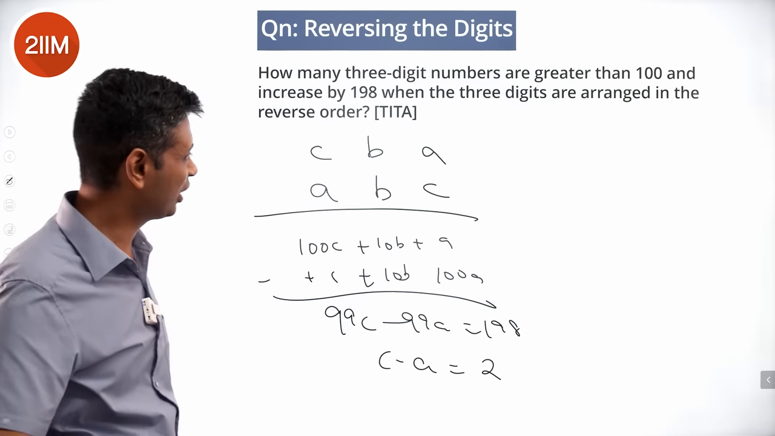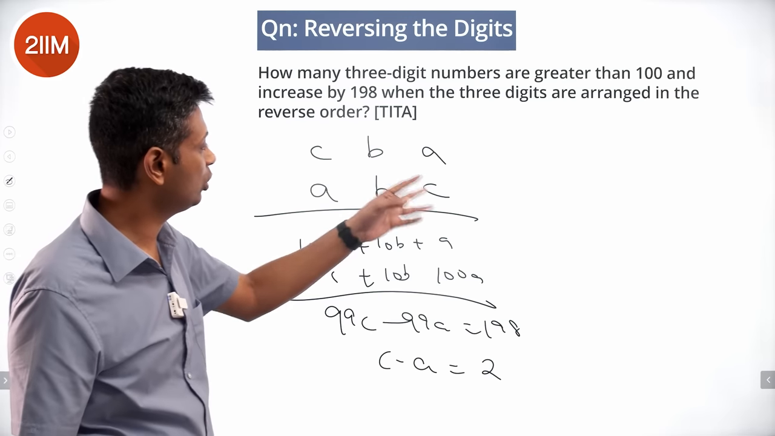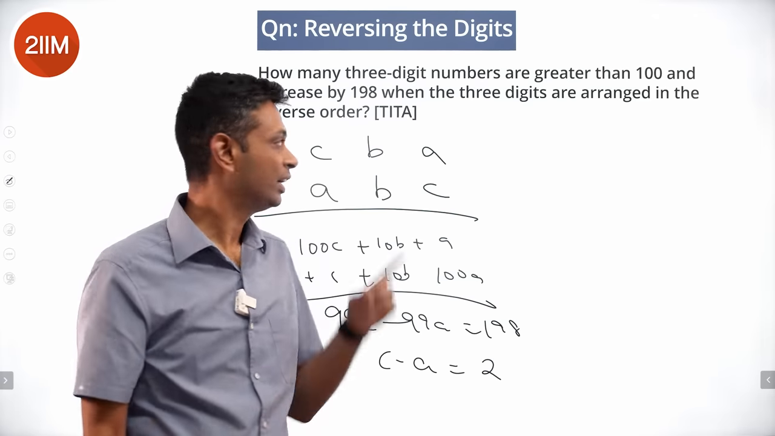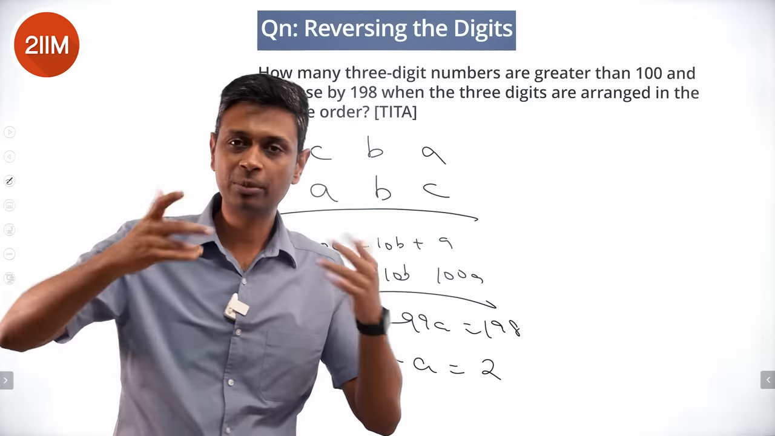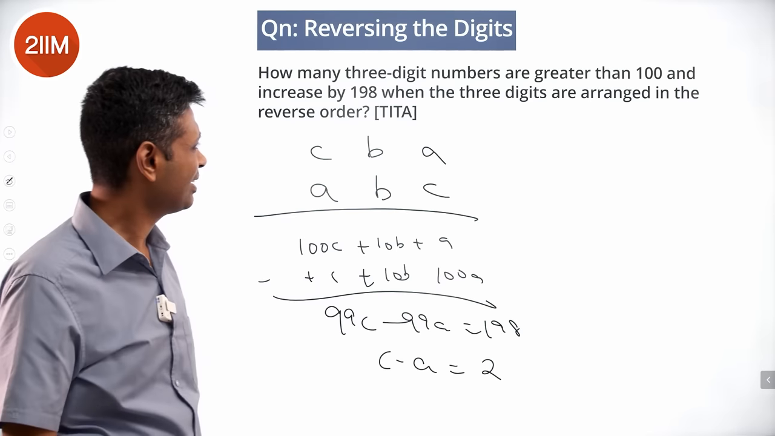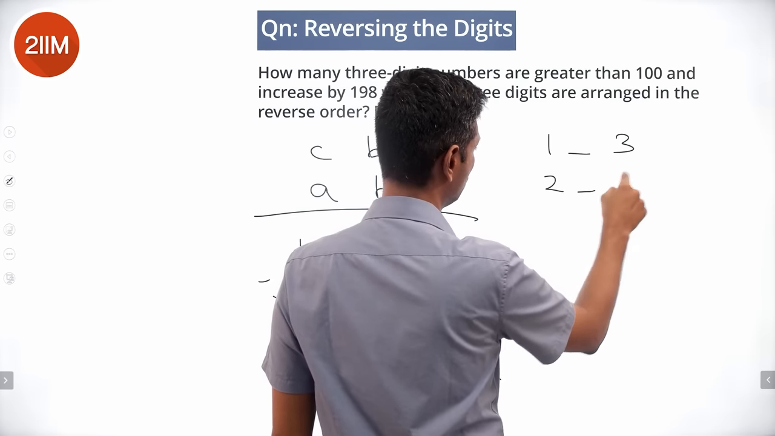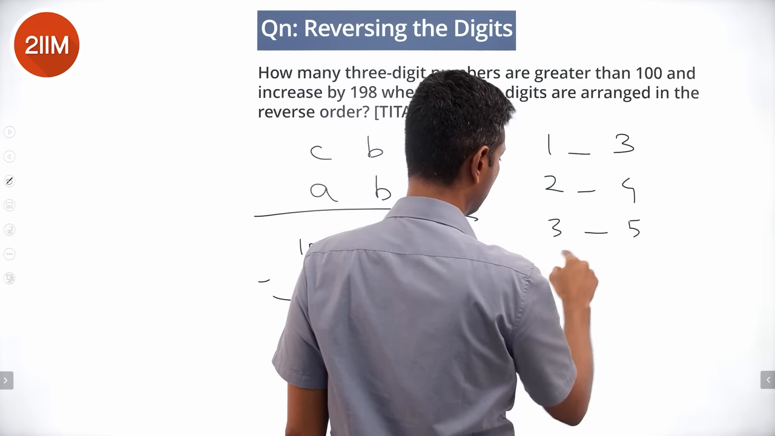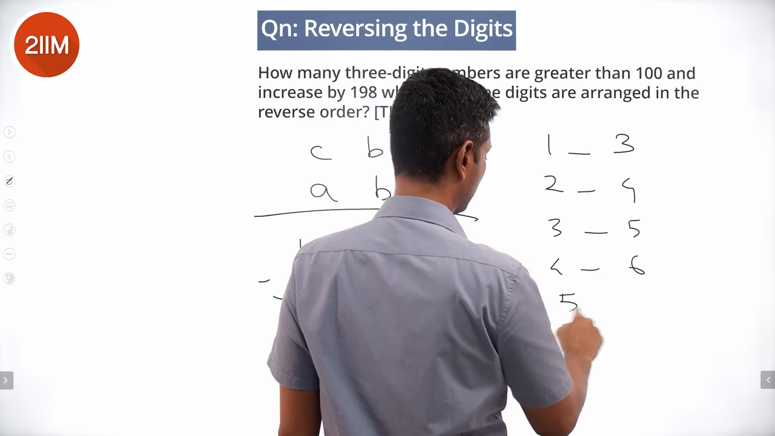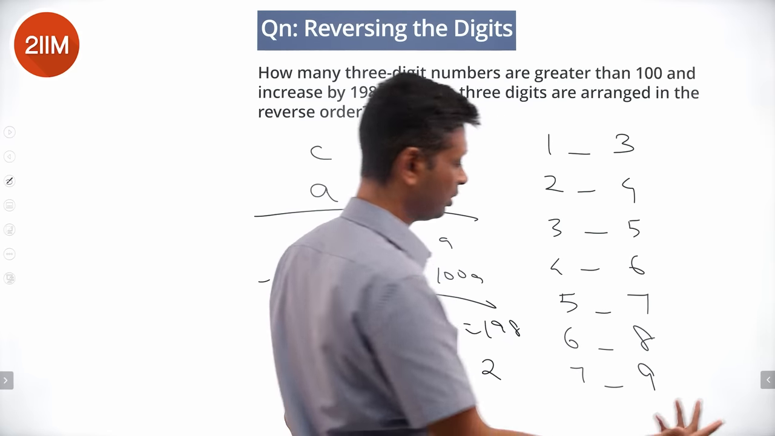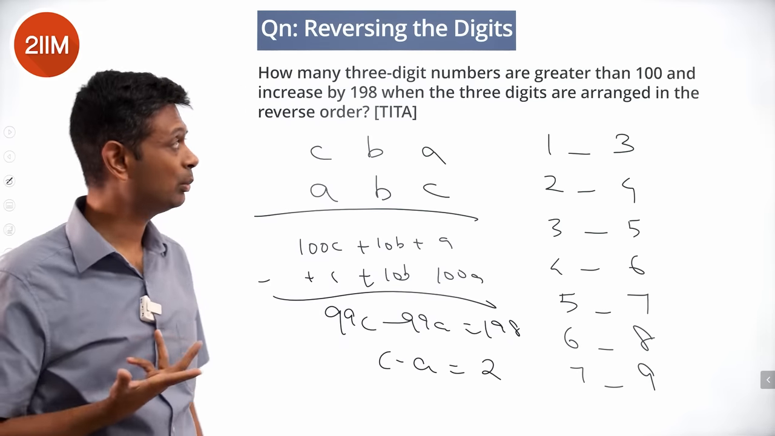We have a 3-digit number where the units place is 2 more than the hundreds place. So we flip it, and this will become 2 more than that. The difference becomes 198. So we're looking at a number like 1-3, 2-4, 3-5, 4-6, 5-7, 6-8, 7-9. Any one of these will work.